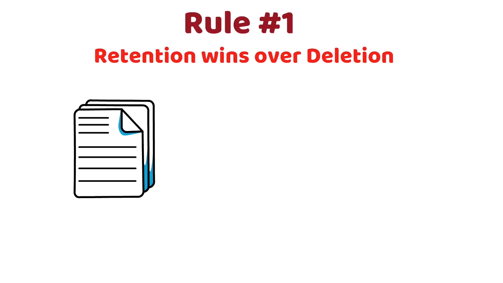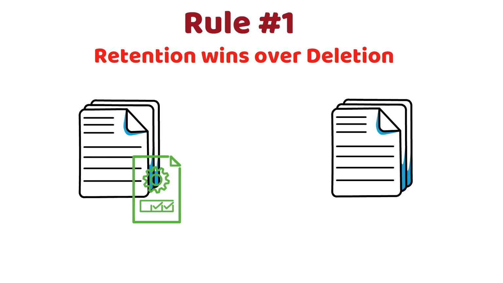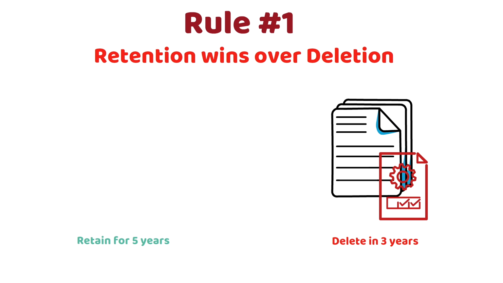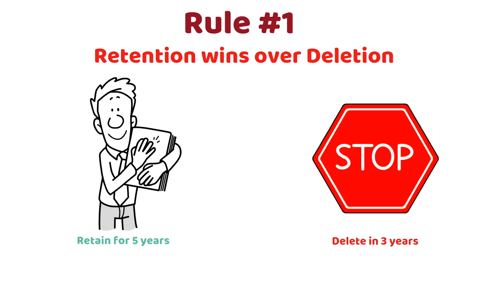Rule number 1. Retention wins over deletion. Let's say you have a SharePoint site and there are two retention policies. One says retain for 5 years and the other says delete in 3 years. If we were to respect the deletion policy, we would lose the documents early. But this first rule of retention assures that we do not lose documents. We'd rather make sure that we keep them. We want to be on a cautious side here, so M365 will play it safe.